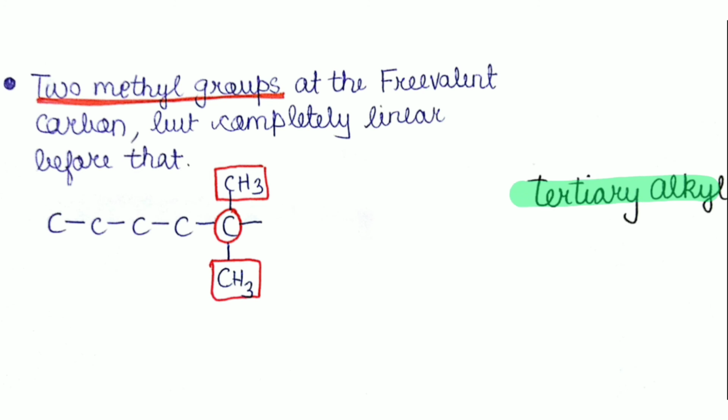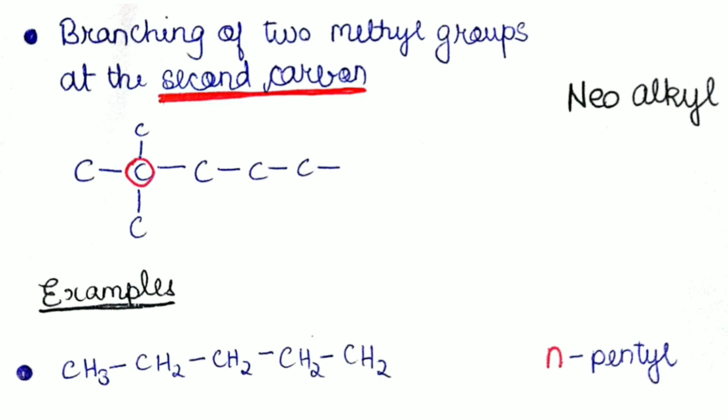Then we have branching of 2 methyl groups at the second carbon. That is the second carbon from the opposite side of the free valent carbon we are talking about here. So if there is branching of 2 methyl groups at the second carbon, then it will be called neoalkyl. Now we have certain examples here, like this is completely linear. So it is a 5 carbon side chain, so it will be called N-pentyl.